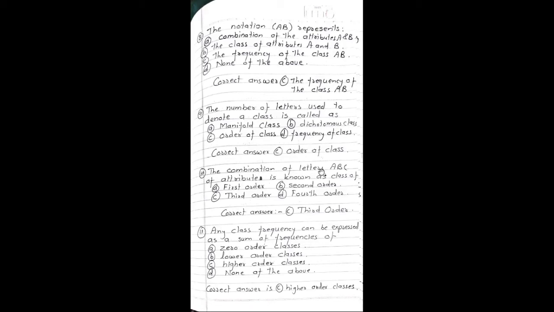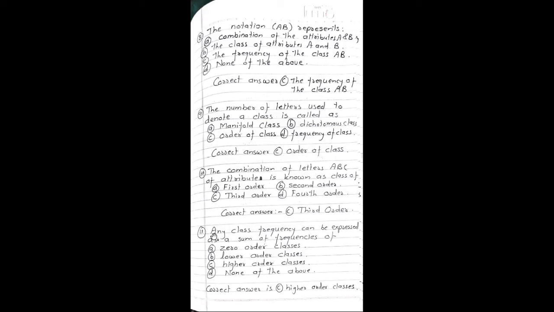10th question. The combination of letters ABC of attributes is known as class of A. First order, B. Second order, C. Third order, and D. Fourth order. And the correct answer is C. Third order.